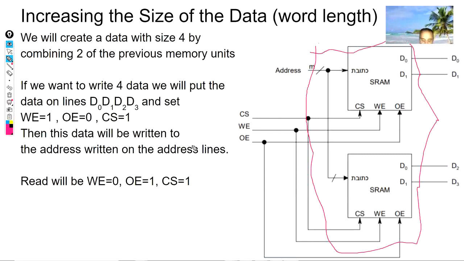Let's see the next slide. It looks like you can't do just one of them though, right? It's always going to be both. Yes, exactly. You've now created a black box of 4 bits of data with the same M memory.